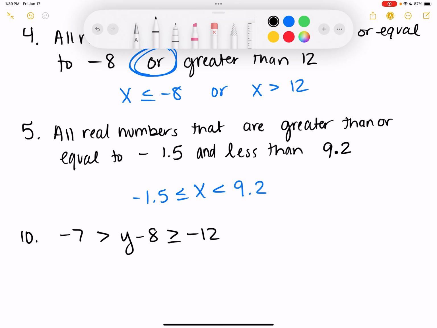So just for you to have the visual, I'm adding 8 here for that to cancel. I add 8 here, but I also add it over here. So now it's getting done 3 times. So to move something in a compound inequality like this, you have to move it out of all 3 areas. So negative 7 plus 8 would be negative 1 is greater than y is greater than or equal to negative 12.